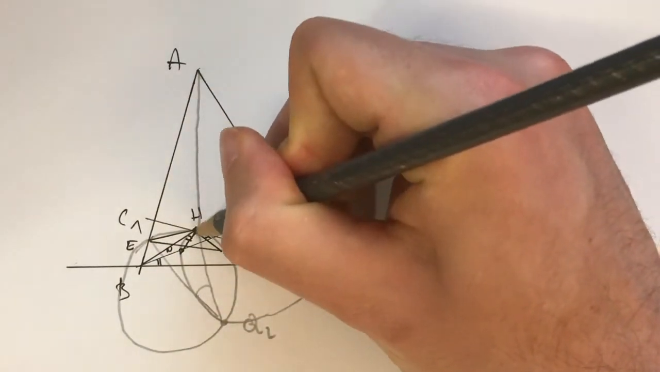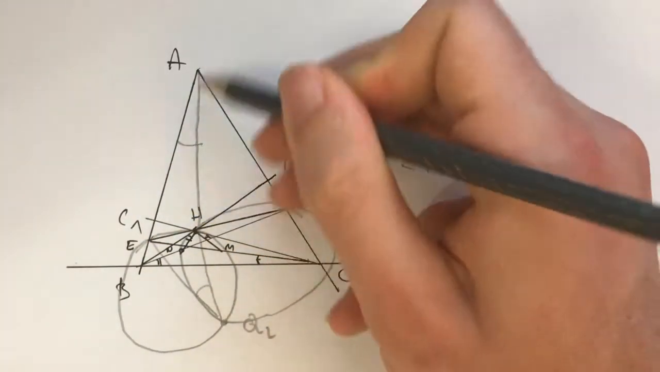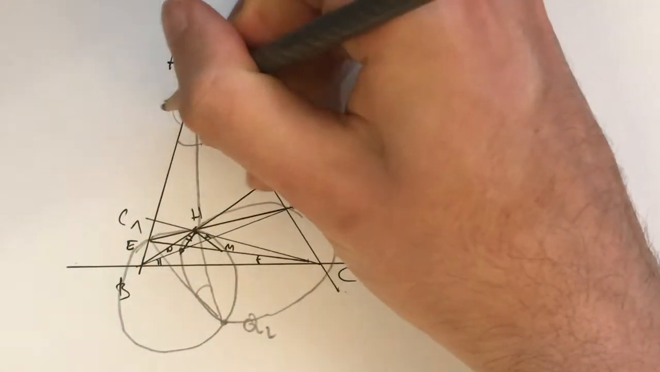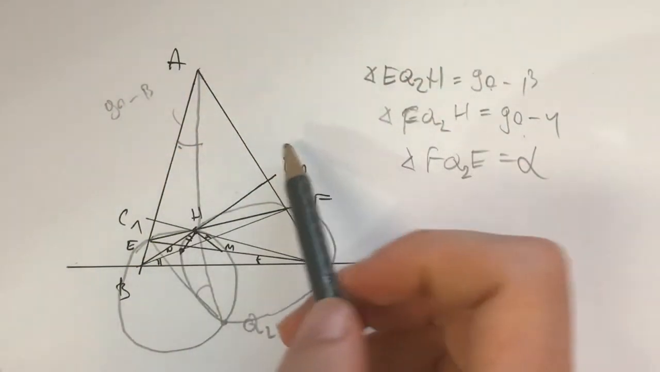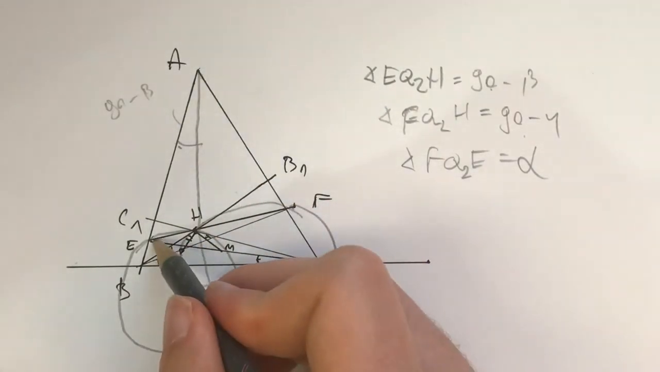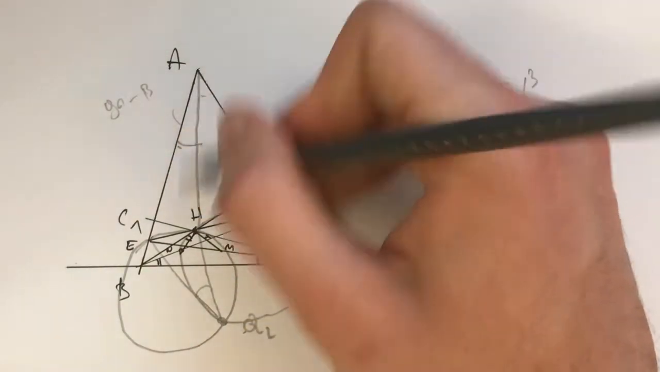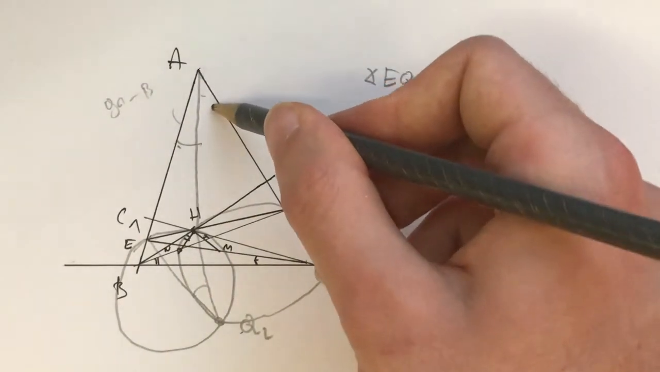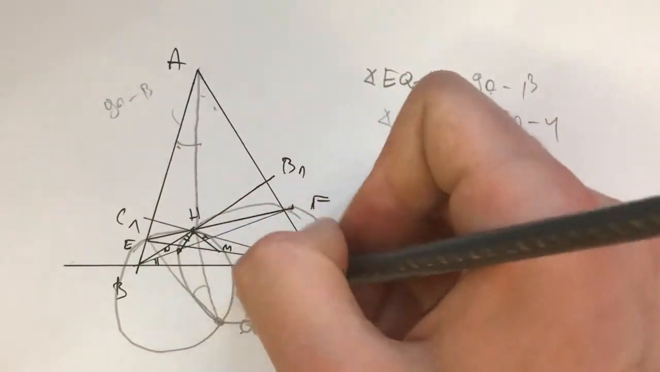And once I connected AH, I realized, wait a second, what is HAE? Wait, that's HAB. Oh, that's 90 minus beta. After I saw this, it was immediately clear to me that this thing right here has to be the reflection of A in the line EF. Because once you reflect a point over a line, every single one of these angles stays the same.